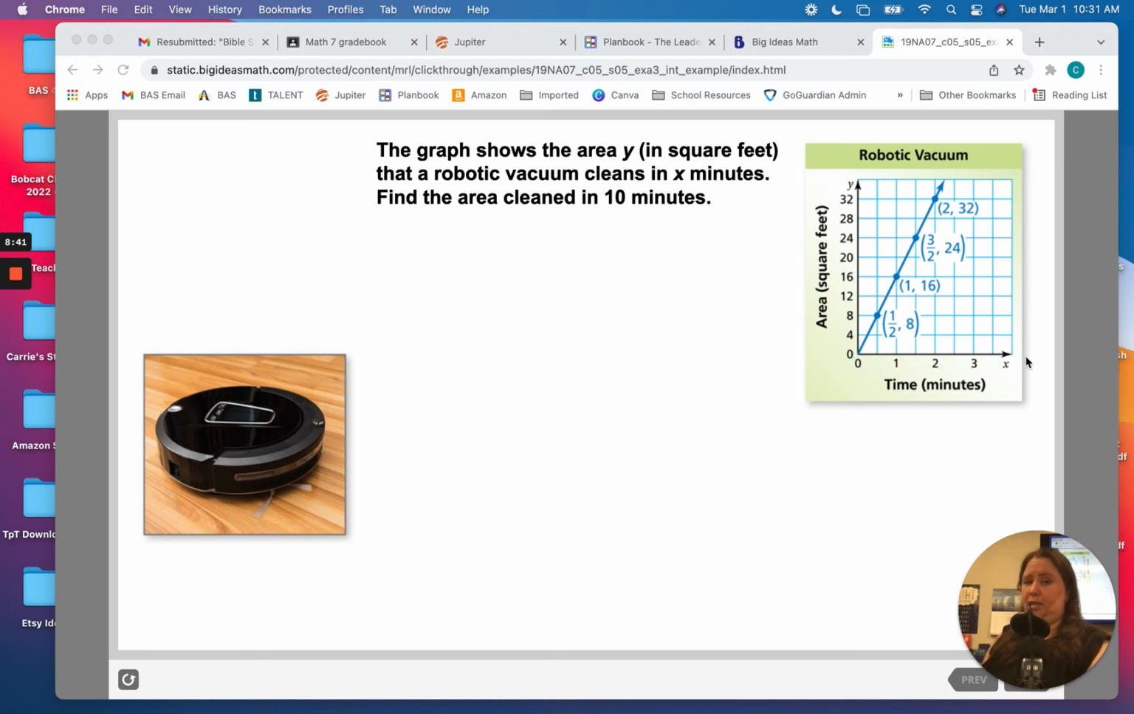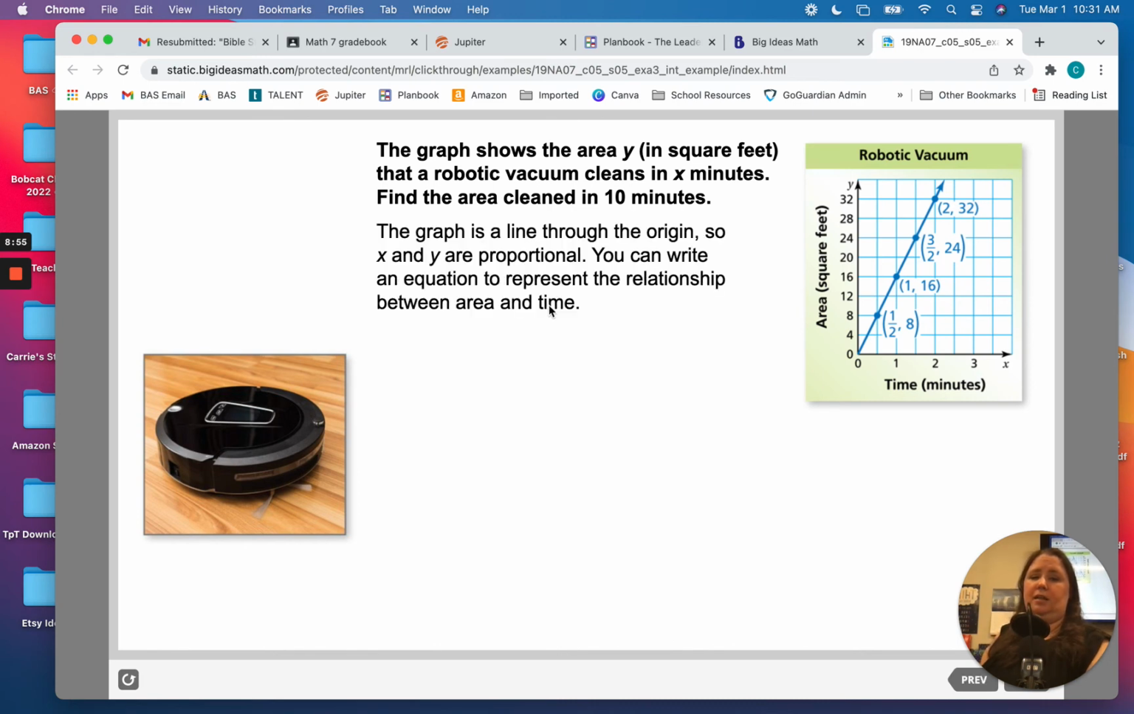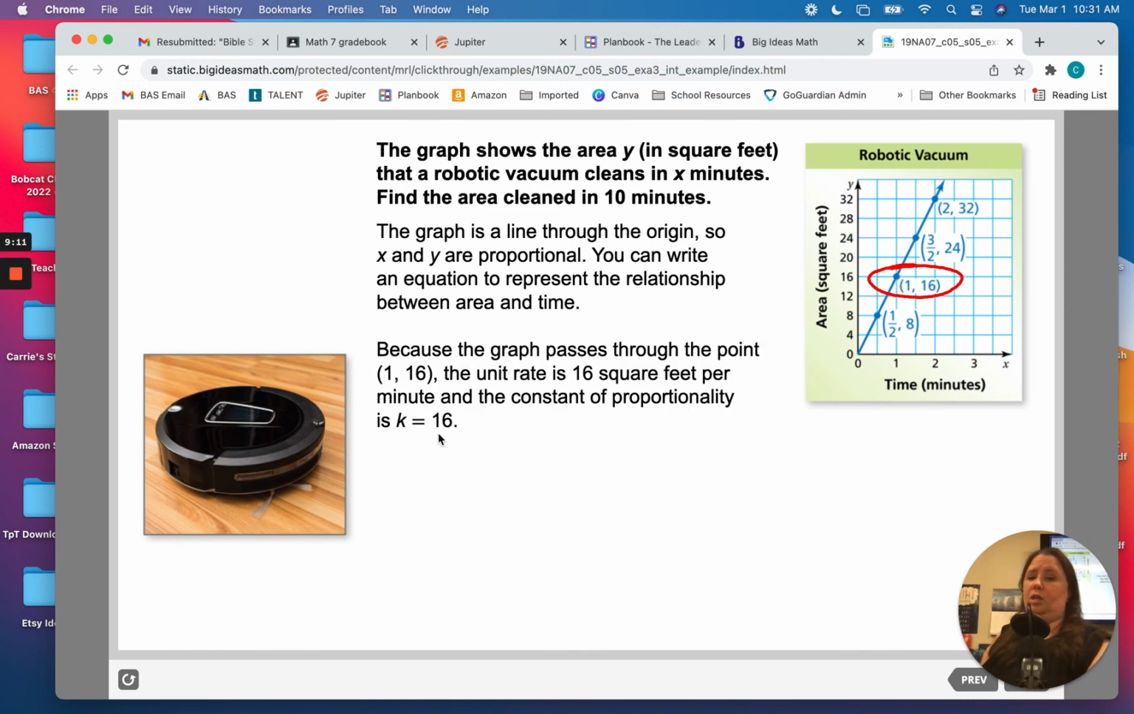Now it only goes up to 4 minutes. How long are we wanting to find it for? So if we find it per 1 minute, could we solve? Yes, we could solve for the 10 minutes. So let's figure out how long it takes to clean an area for 1 minute. Go on the chart to 1 minute, and go up, and it tells you how many square feet it cleans. 16 square feet per minute. So the constant, or k, is 16.